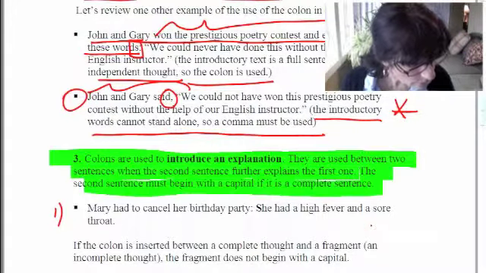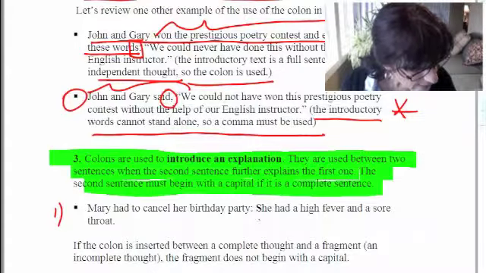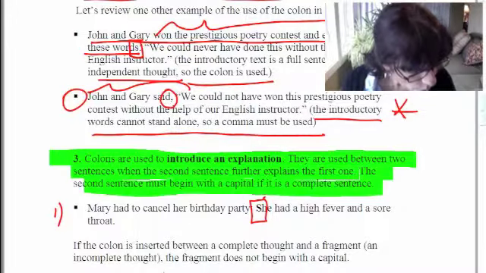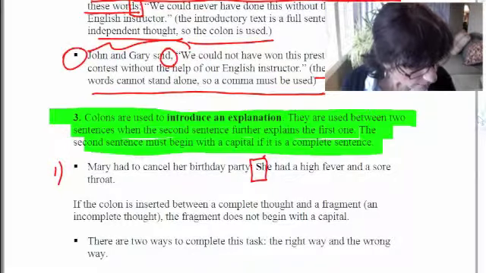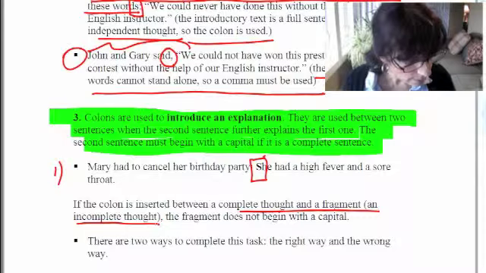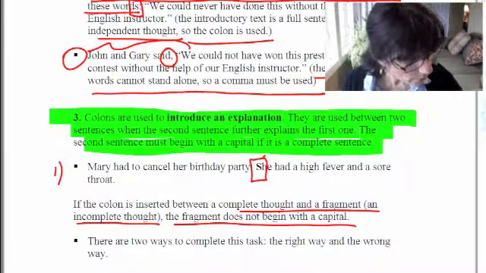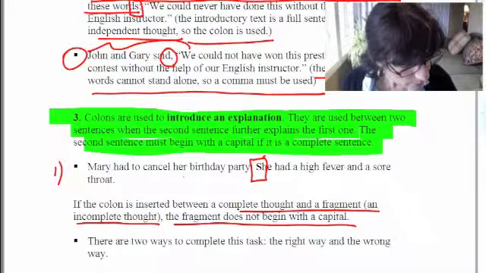And the next rule that you must remember is that this second sentence, following the colon, must begin with a capital. Now, if the colon is inserted between a complete thought and a fragment or an incomplete thought, then the fragment will not begin with a capital. All right? So in this example here, there are two complete thoughts, so you would begin with a capital. But let's look at this next example.